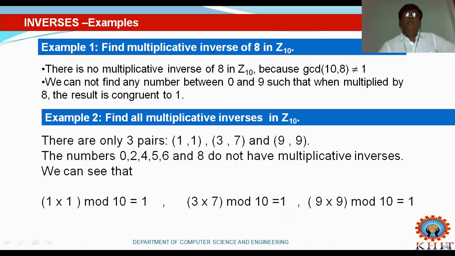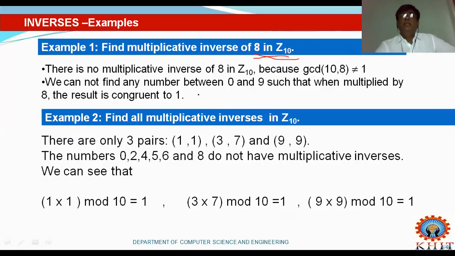Example: find the multiplicative inverse of 8 in Z10. This we need to find out. For that, first of all, check GCD of 10 comma 8, whether it is 1 or not. If it is 1, then 8 has a multiplicative inverse. If the GCD value is not 1, then 8 does not contain a multiplicative inverse. So first of all, find out the GCD of 8 and 10.